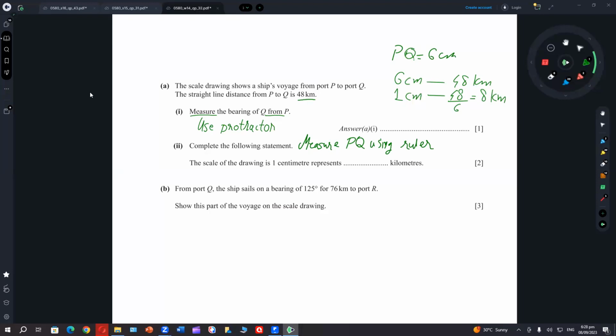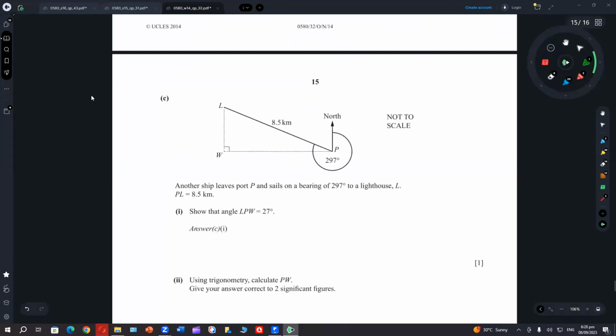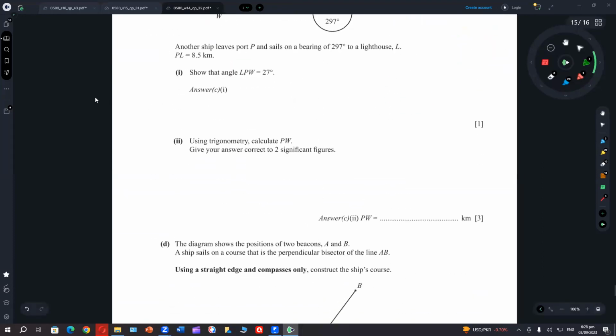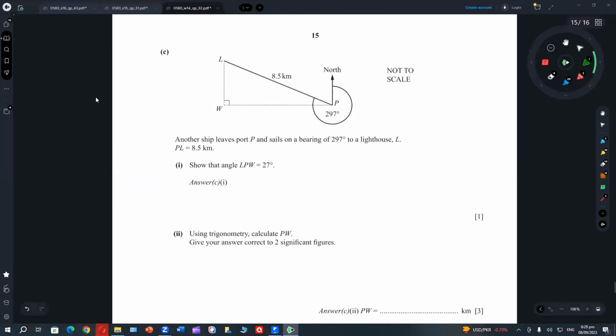Now we need a protractor again here, but this time we need to draw it. I have left this part B, and now you have to see part number C. Read the question, part number C.